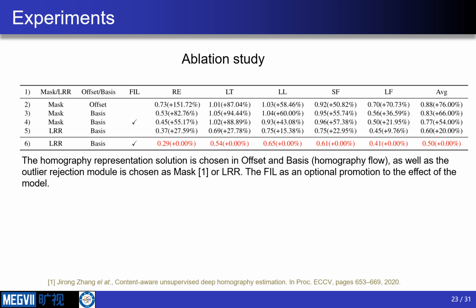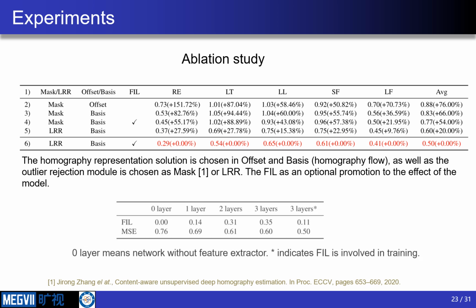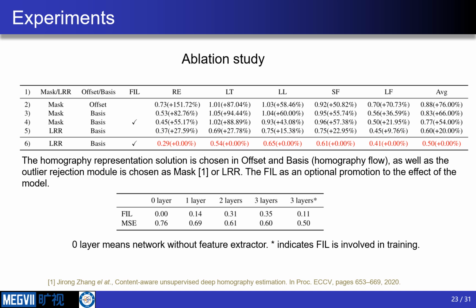The table below shows the comparison of point matching errors when the feature extractor contains a different number of convolution layers. As seen, from feature extractors containing 0 to 2 layers without FIL involved in the optimization, the mean square error is gradually reduced while the FIL is increased, reflecting the warp equivariance is damaged.